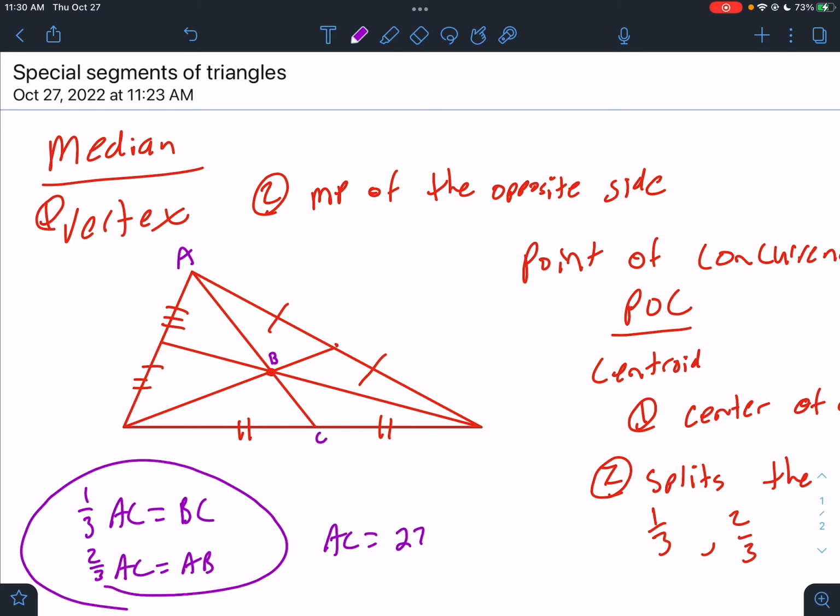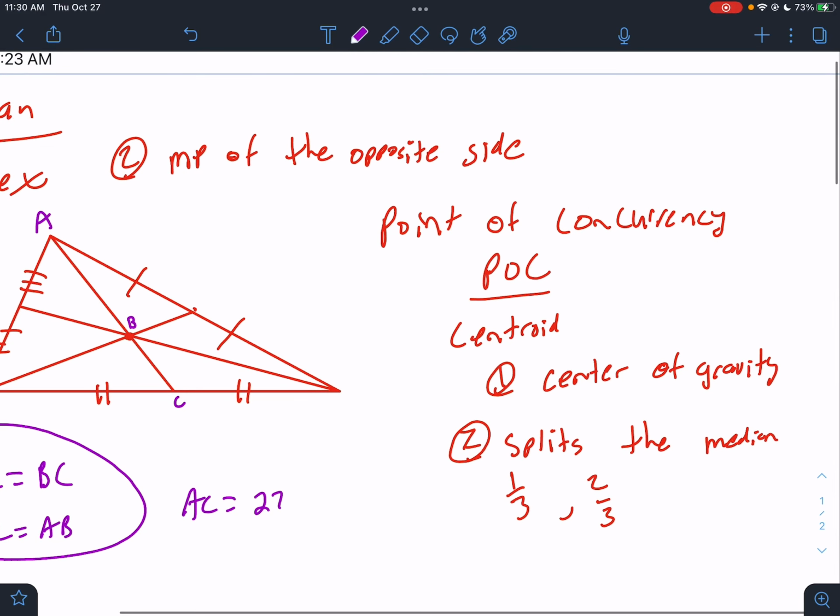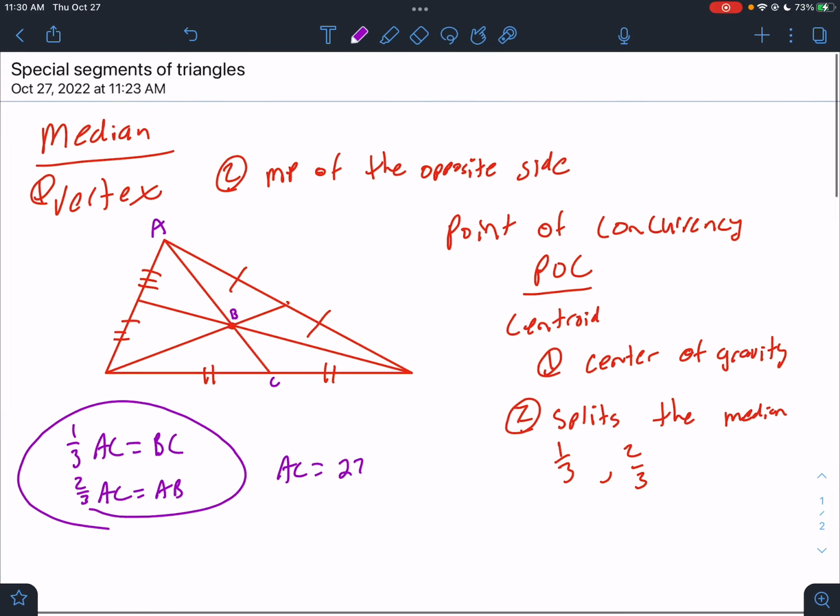So here's the things you have to know about a median, and you have to know them quickly. It connects a vertex to the midpoint of the opposite side. Three medians intersect at a point called the centroid. The centroid's the center of gravity, and it splits the median 1/3, 2/3. Those are the things that you have to know about a median.